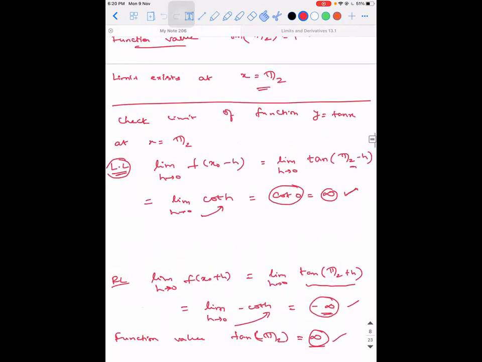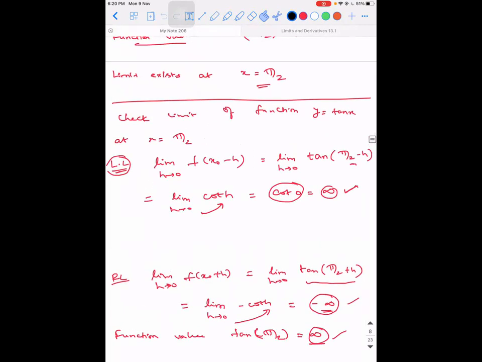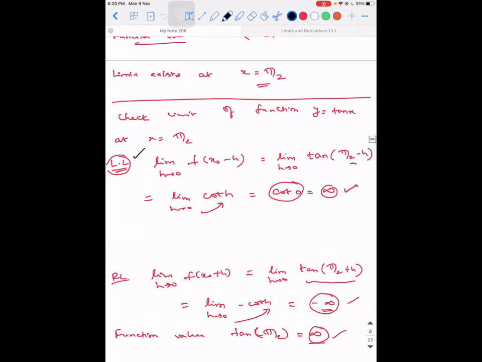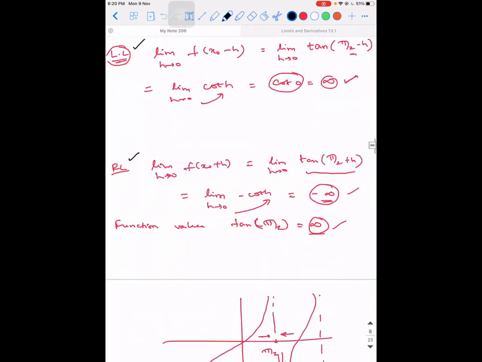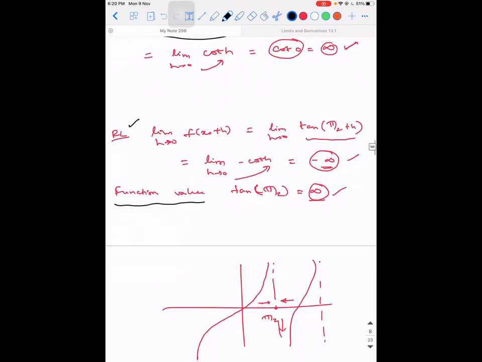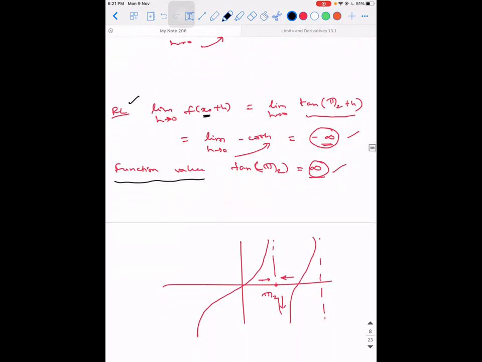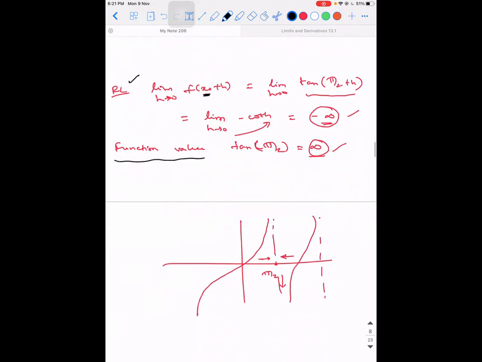I told you there are two types of limits that we need to verify when they ask a question stating whether the limit exists or not. One is you need to check the left limit and the right limit, and we need to check the function value. So what do you mean by left limit? Limit h tends to 0, f of x naught minus h, where x naught is the point at which you are trying to check the limit. Right limit is limit h tends to 0, f of x naught plus h, and function value is directly substituting the value of x naught in the function and then proceeding.